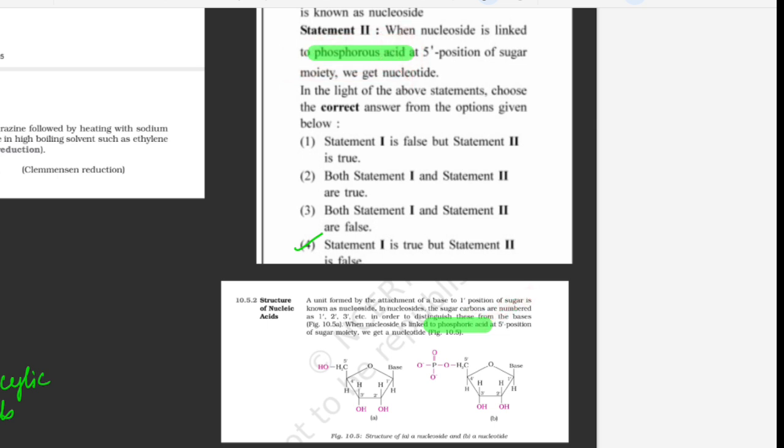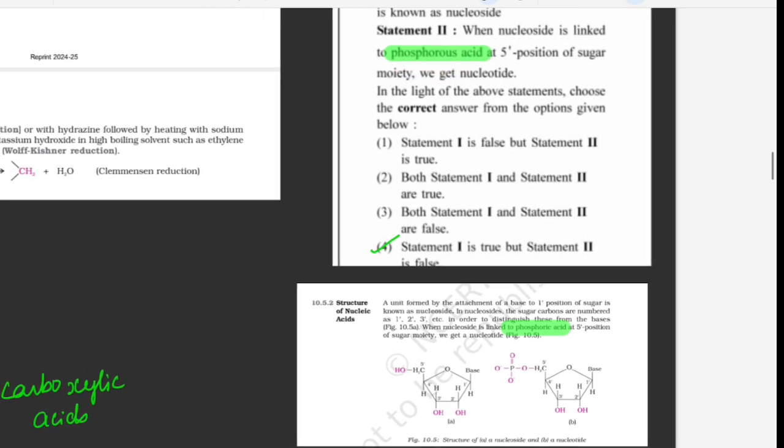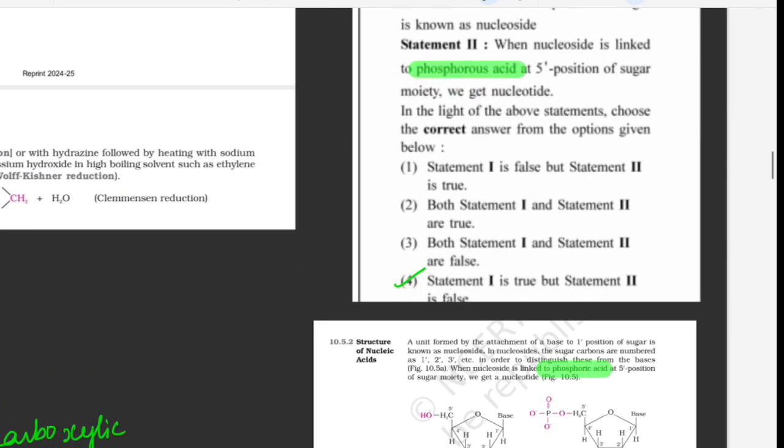So that is why you have to read the question twice before answering. Because students in a hurry, by seeing it you will think that okay, this is phosphoric acid and you will start answering. So read the question twice. Phosphorus acid, but here it is phosphoric acid. Therefore second statement is wrong. So statement 1 is true, but statement 2 is false. So this is the correct option.